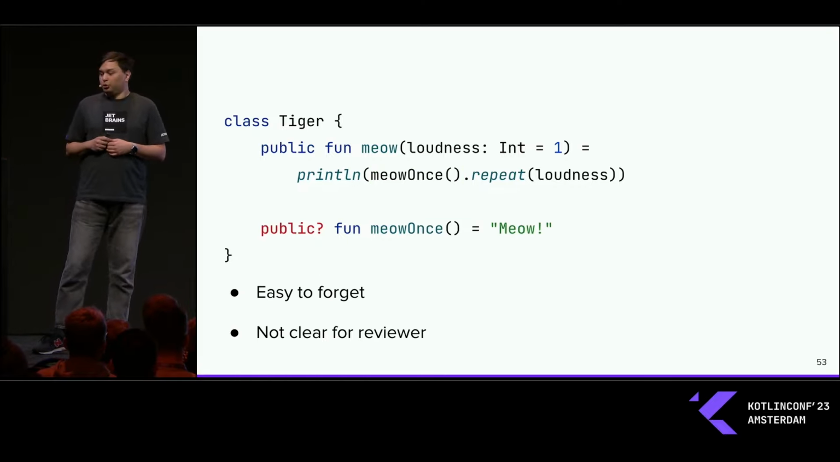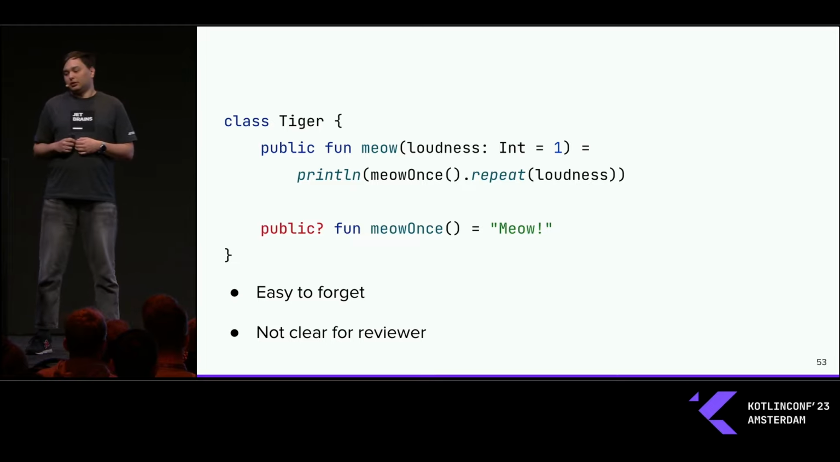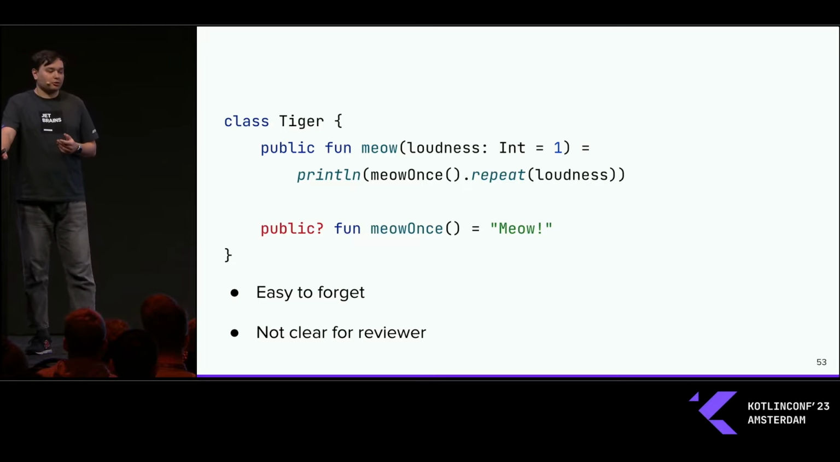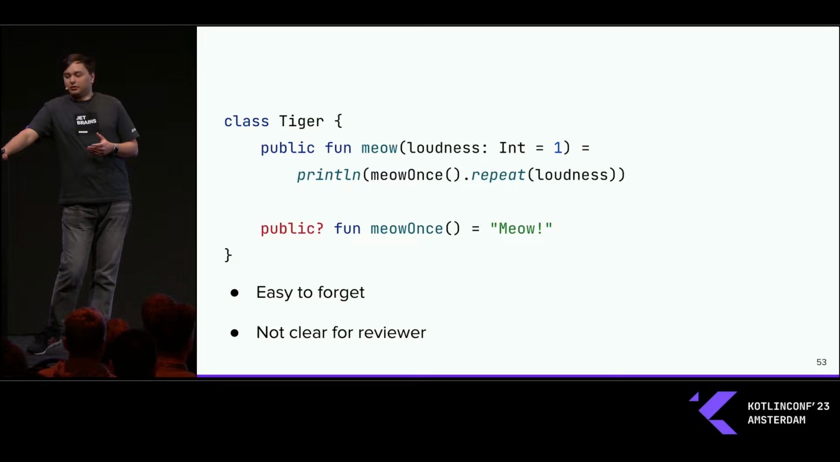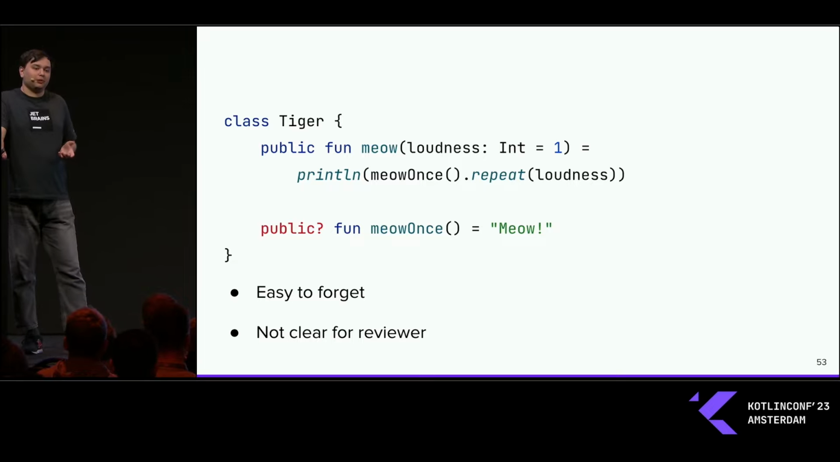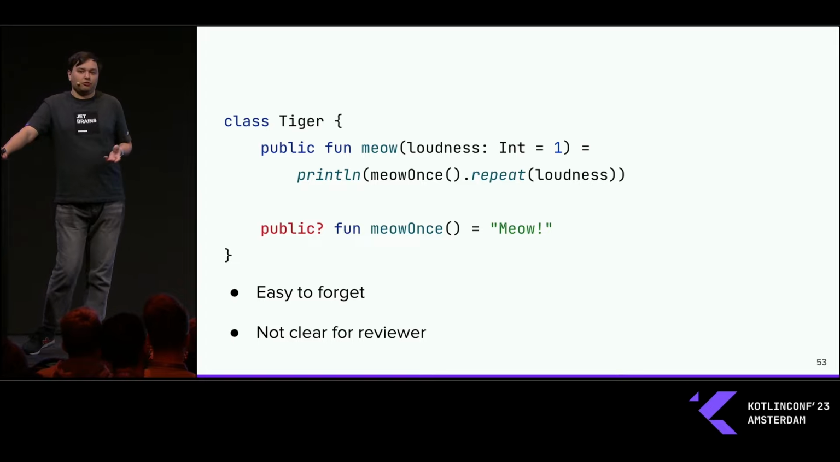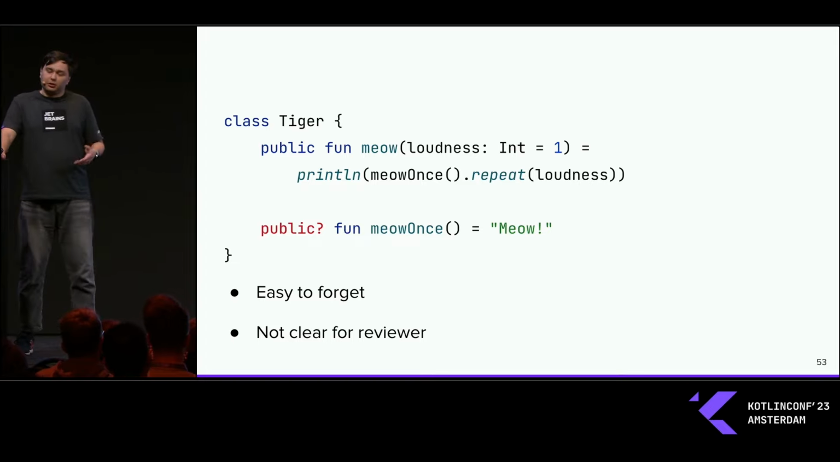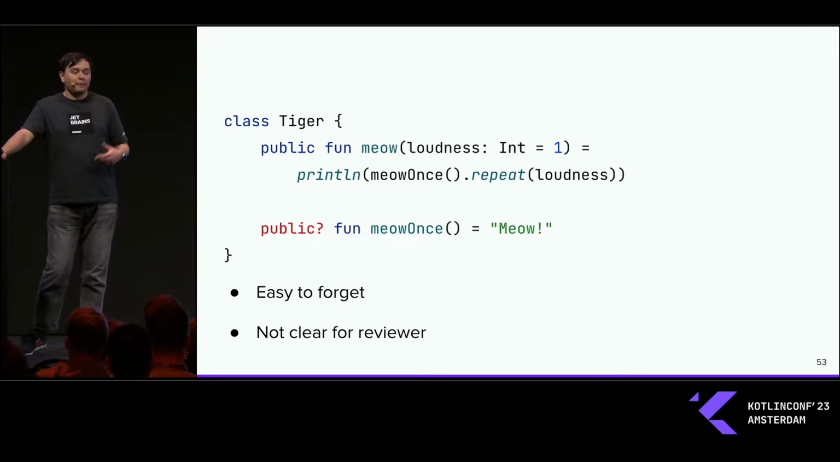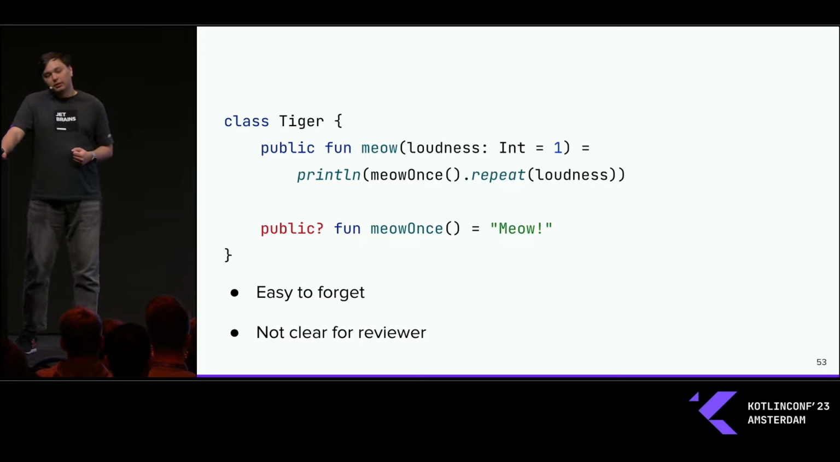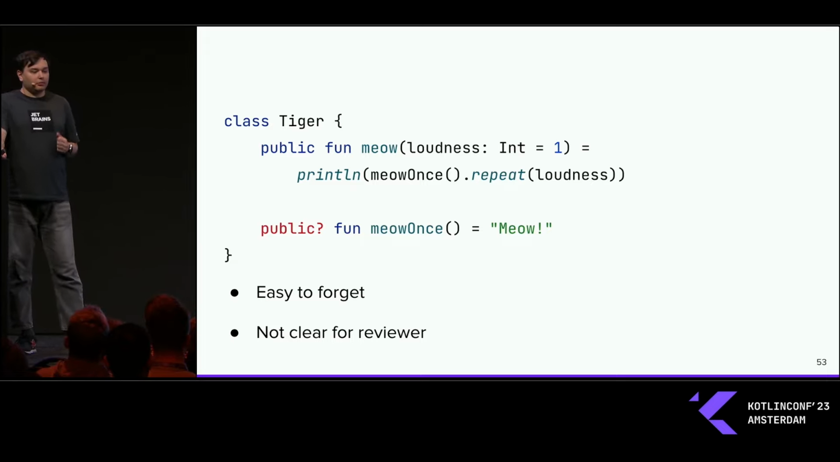And what does the reviewer see when they look at this change? So we know that funMeow is likely public because we already have it, and we can't change the visibility of public functions just like that because it breaks compatibility and so on. So it is likely public. But what about a new function, meowOnce?